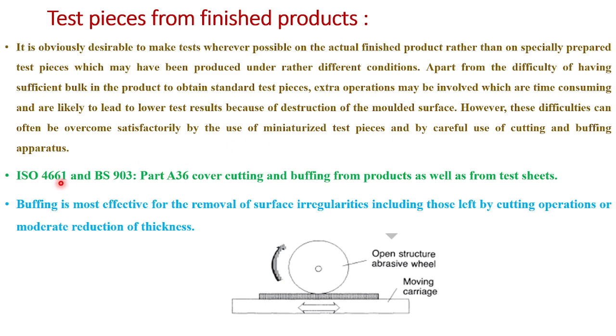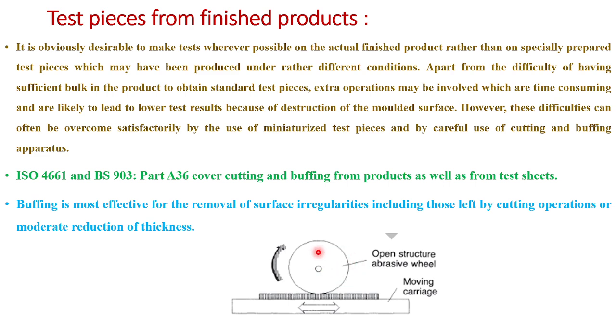And ISO 4661 and BS 903 actually cover all the parameters and all the methods: how you should take the pieces from your final product, and how you should do the cutting or buffing of the test pieces collected from the product. Now buffing is most effective for the removal of surface unevenness, to remove the irregularities, including those left by the cutting operation, or for moderate reduction of the thickness.